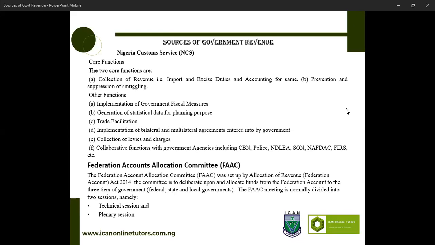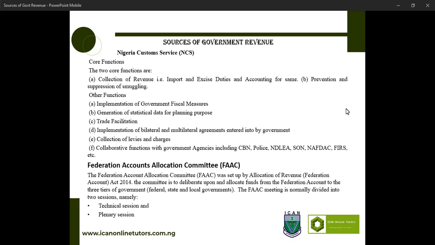Other functions of the NCS. We have the implementation of government fiscal measures. That is when government brought out a policy on importation and exportation of goods, so they are to ensure implementation of this policy. Generation of statistical data for planning purposes.